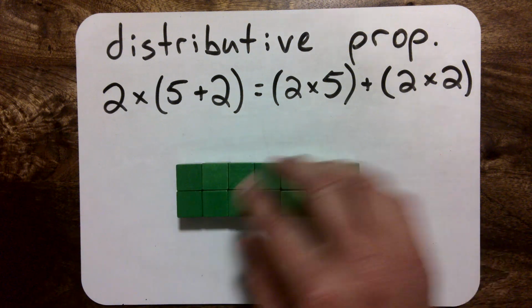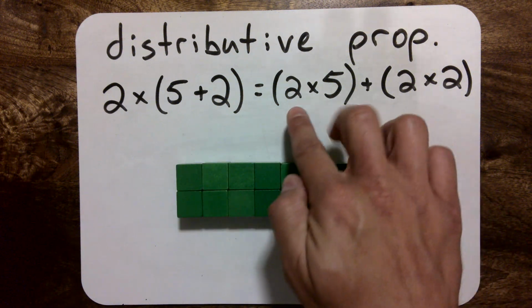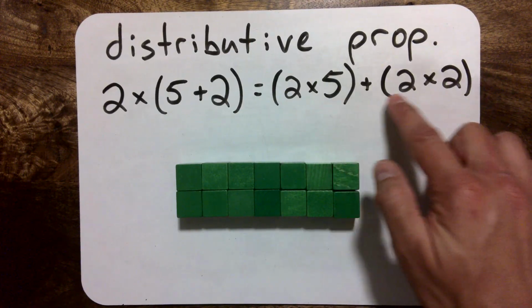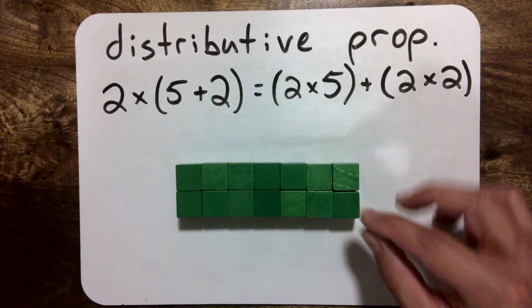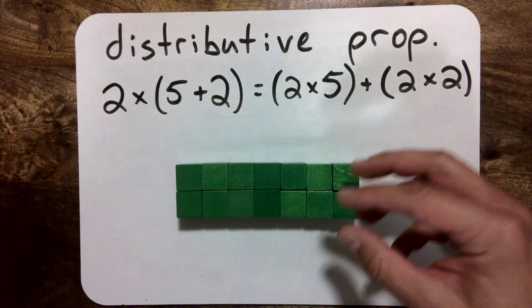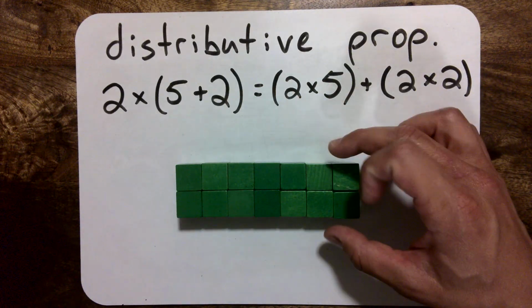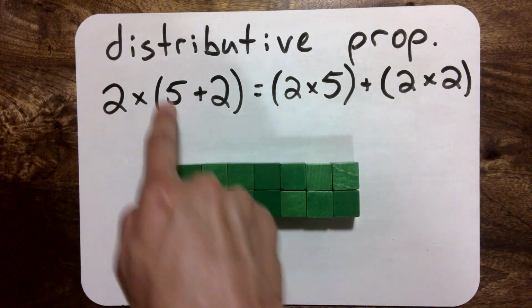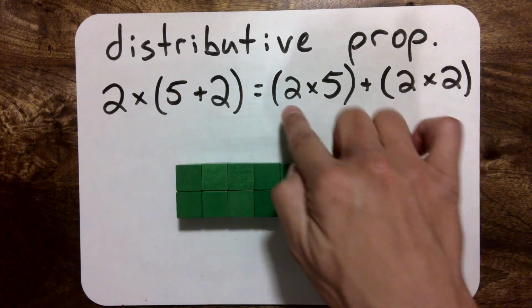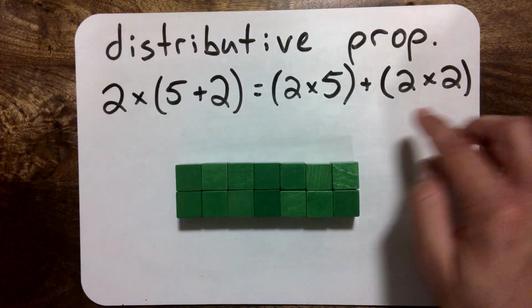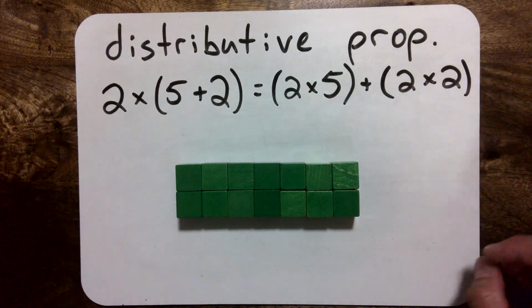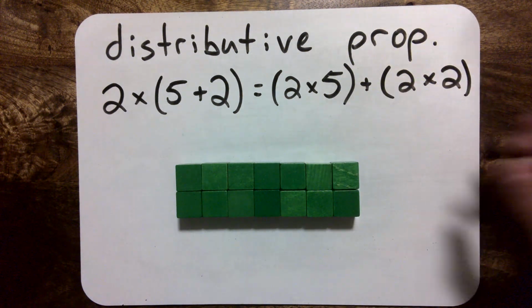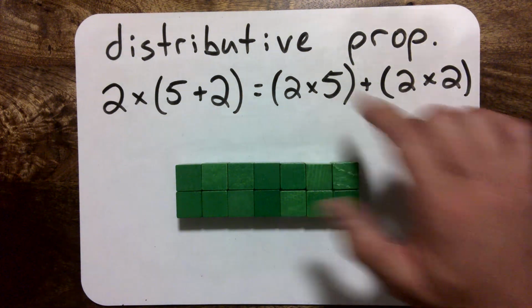So how we can use this existing model to show that this is equal to 2 groups of 5 plus 2 groups of 2 is by either physically moving this or imagining moving this into this different structure over here. Because here we have 2 groups of this quantity, and then here we have 2 groups of 5, and also 2 groups of 2. So we have 2 separate subgroups. I'm just going to separate this so we can see this distinct grouping.